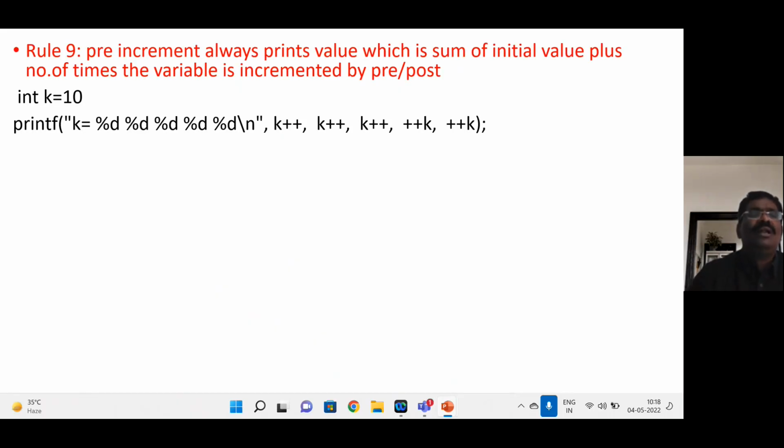9th rule. The 9th rule is that pre-increment always prints the value which is the sum of the initial value plus the number of times the variable is incremented by pre or post increment. So then you see that k is equal to 10.